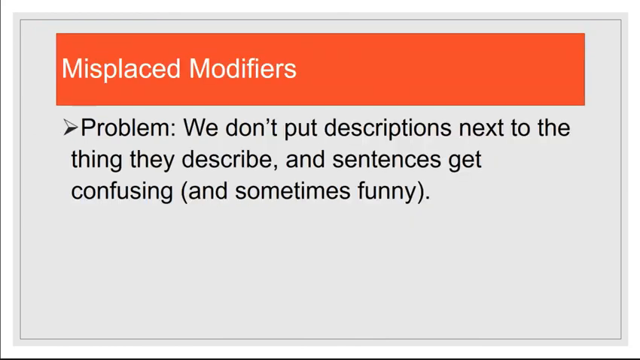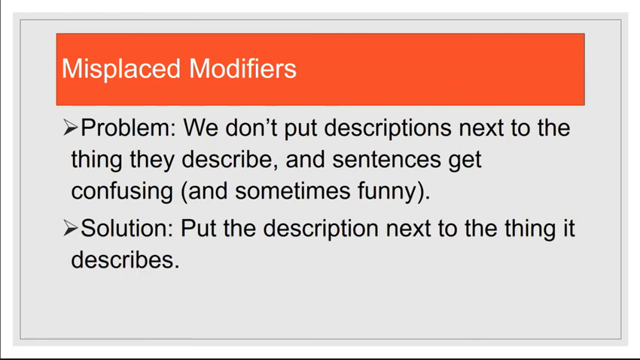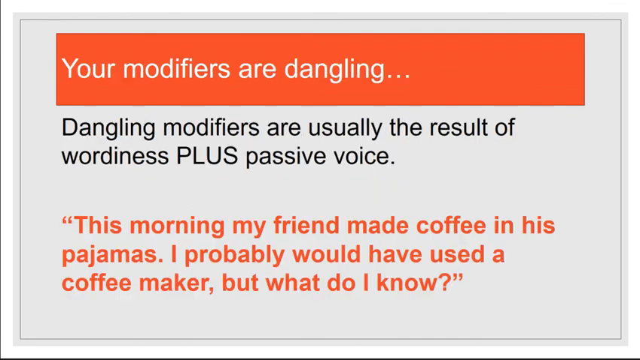Another problem that can tangle up a sentence is misplaced modifiers. So modifiers describe things. If we don't put the descriptions next to the thing they describe, sentences get confusing and sometimes a little funny. So if that's the problem, the solution is to put the description next to the thing it describes, which is easier said than done. Let me give you some examples.